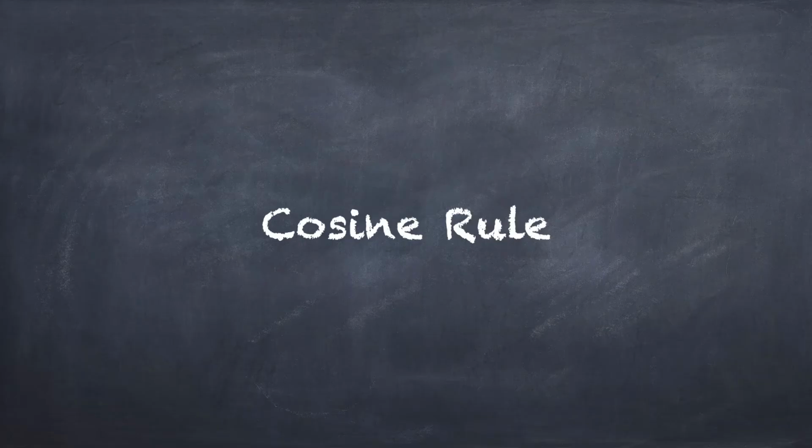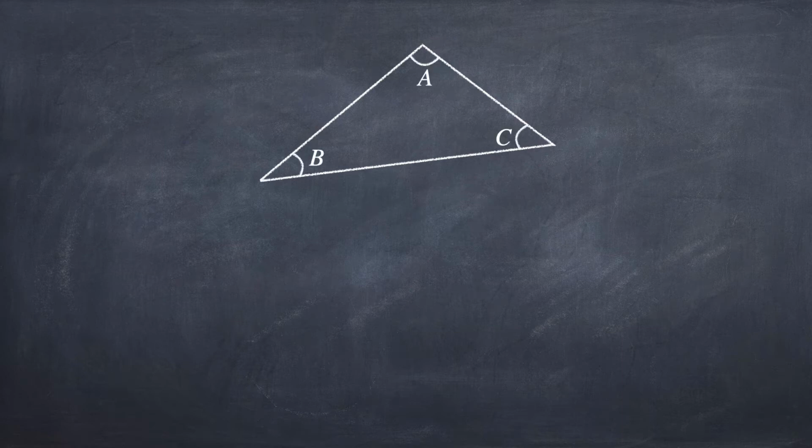In this video, you will learn how to use cosine rule to solve problems. Suppose we have a triangle with angles capital A, B, and C. Let the length of side opposite of angle A be small letter a. The length of side opposite of angle B be small letter b, while the length of side opposite of angle C be small letter c.